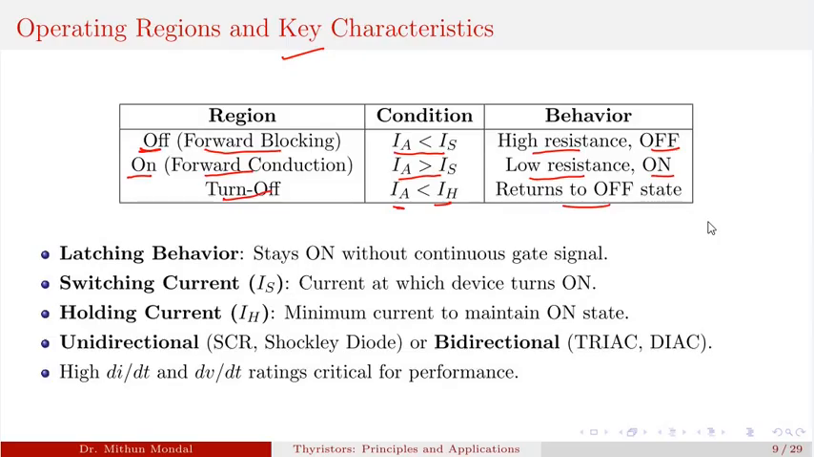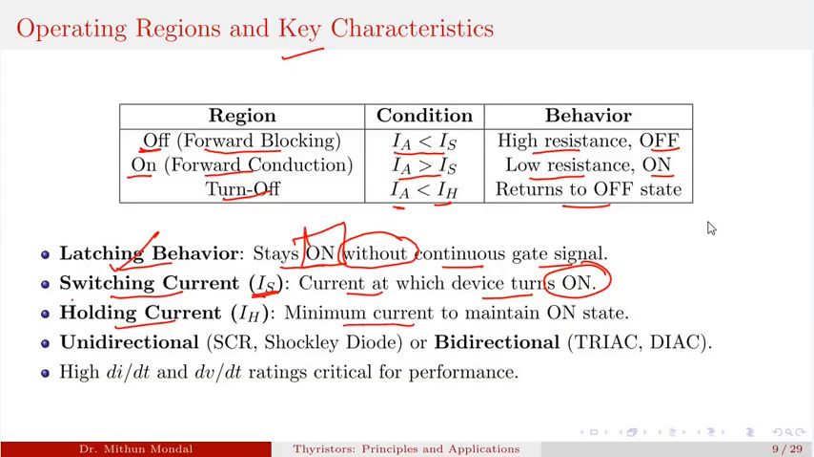So in terms of definition, the latching behavior means the transistor should stay on without a continuous gate signal. Even if the gate signal is removed, the transistor is still on. That is known as the latching behavior. The switching current is the current at which the device turns on. So we require this current so that the transistor turns on. Holding current is the minimum amount of current to maintain the transistor in the on state. If the current falls below the holding current, then the transistor will be off.